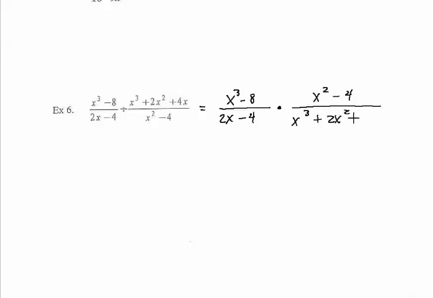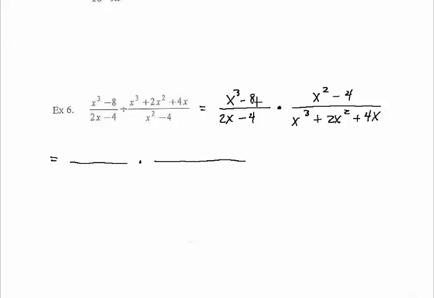So that brings us to our last example of the chapter. Following the same procedure as we have in all of the other examples, we will first switch over to multiplication, and we'll take the reciprocal of the second rational expression, and now that we're dealing with multiplication, we will factor all of the parts of our expressions.